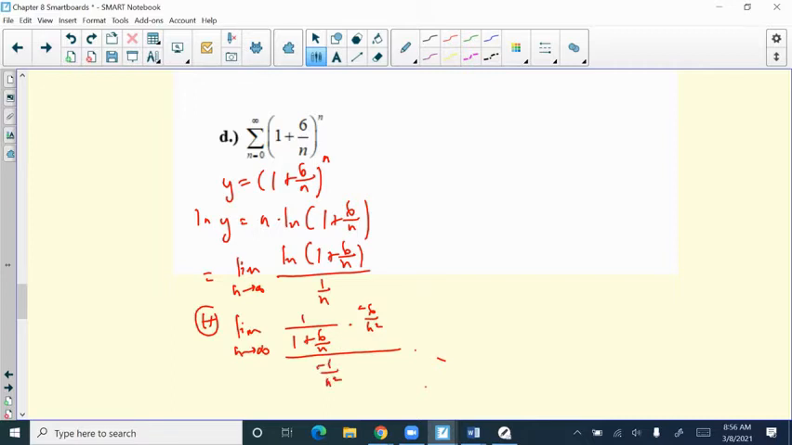Now let's simplify. The n squareds cancel, and negative 6 divided by negative 1 is a positive 6. So we get the limit as n goes to infinity of 6 over 1 plus 6 over n. As n goes to infinity, that term goes to 0, so this equals 6. But remember, this is natural log of y equals 6, so y is equal to e to the 6th.